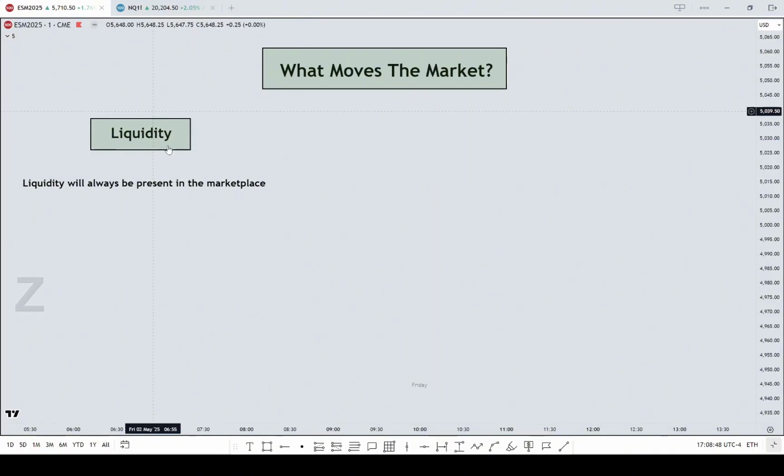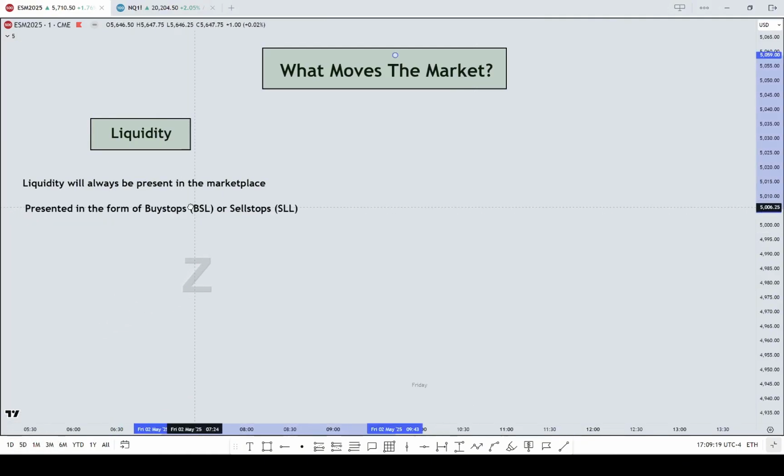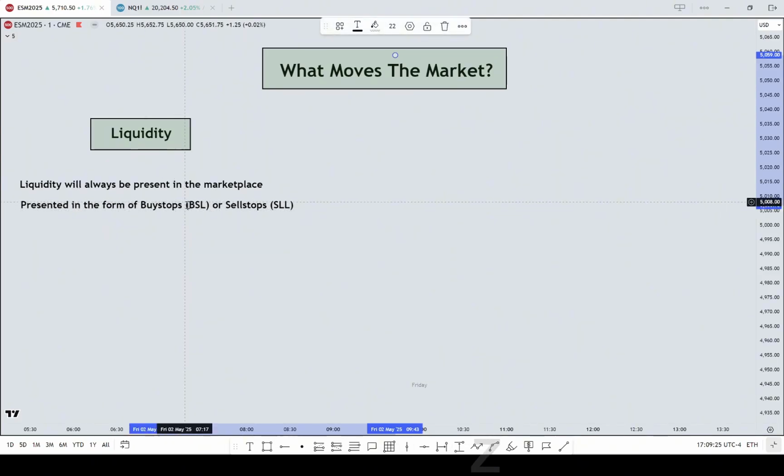So we have two types of liquidity. The first one is presented in the form of buy stops, and to this one we call buy side liquidity, by its acronym BSL, or sell stops, by its acronym SSL, sell side liquidity. It will always be present in the marketplace, in the form of buy stops or buy side liquidity, or sell stops, sell side liquidity.